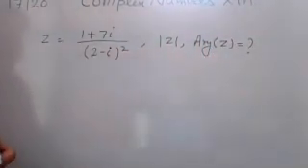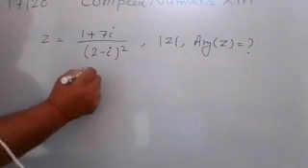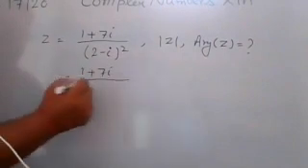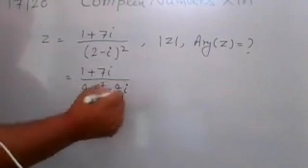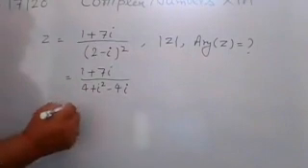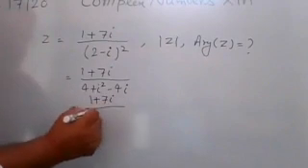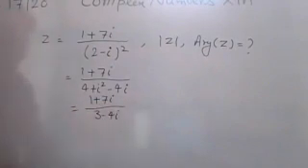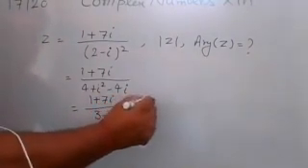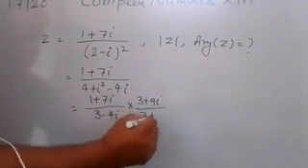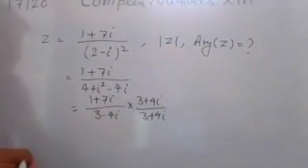Okay, so trying to simplify. First expand the denominator. So 1 plus 7i upon 4 plus i square minus 4i. And i square is minus 1, so 1 plus 7i divided by 3 minus 4i. Now taking the conjugate of the denominator, you write 3 plus 4i divided by 3 plus 4i. Now multiplying.